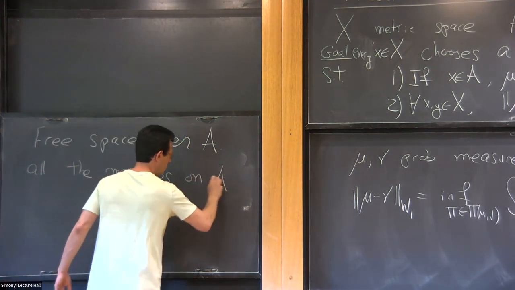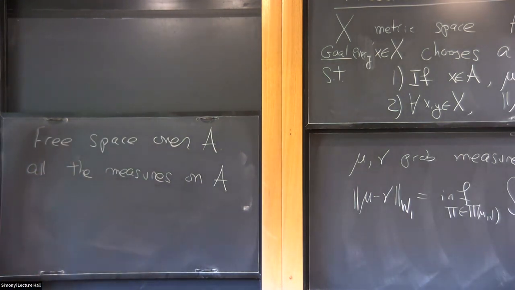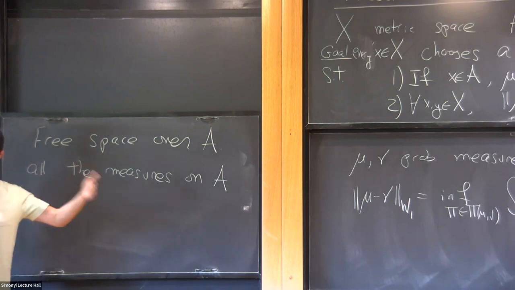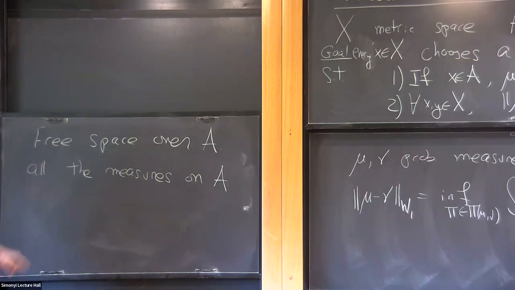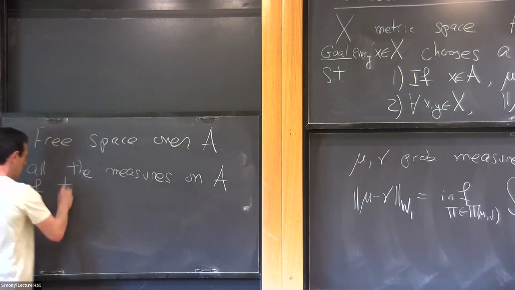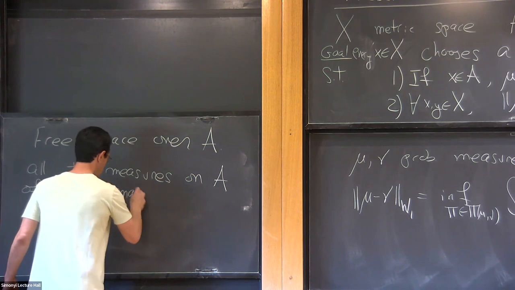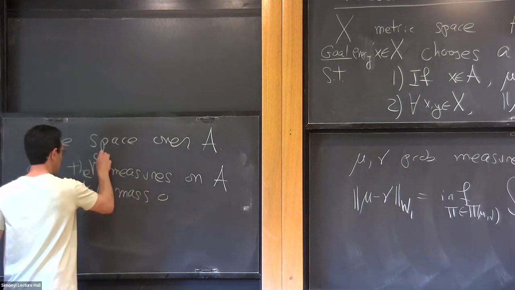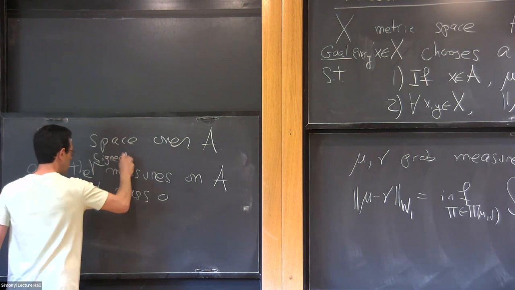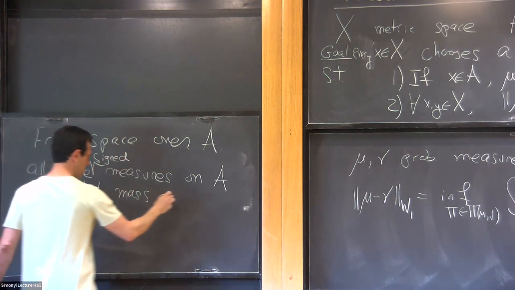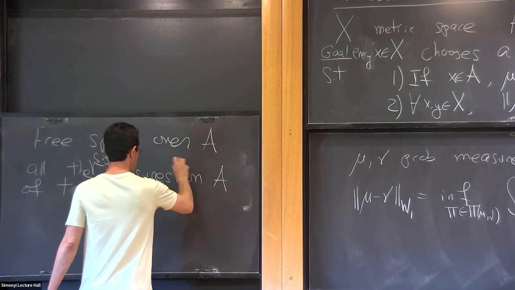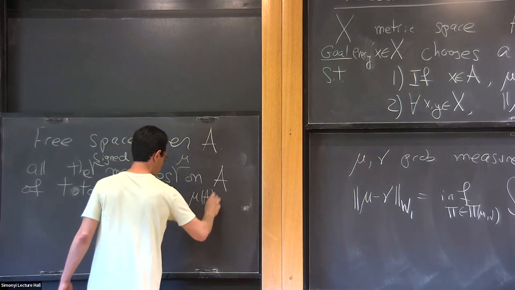I'm going to go fast. There are lots of subtleties here that I'm just ignoring, but these are in the literature and everything. I'm not ignoring them in real life. We're ignoring them only in the talk. Okay. So look at all the measures on A, or real measures of finite first moment, of total mass zero. So there are sign measures.